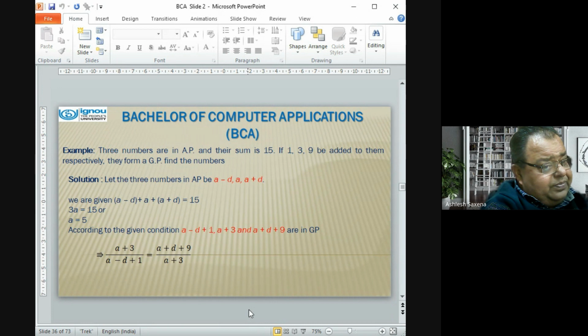Okay. Now, going back to the second part of the problem. If 1, 3, 9 are added to them, to what? The point of confusion is to what? To the terms in AP. They are in GP.